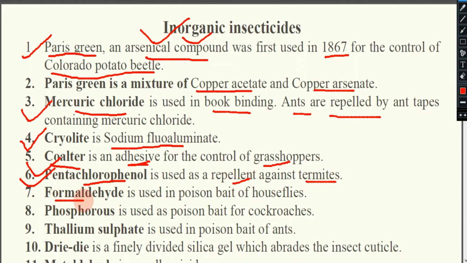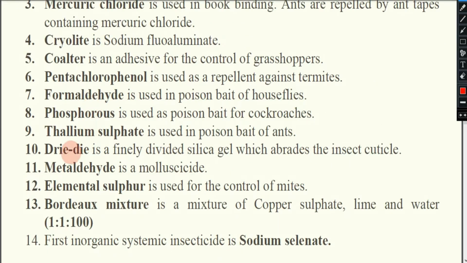Similarly, formaldehyde is generally used in poison bait for houseflies. Then phosphorus is also used as poison bait for different cockroaches. Similarly, thallium sulfate is also used in poison bait against ants. Here you can see formaldehyde, poison bait for housefly; phosphorus, again in poison bait for cockroach; thallium sulfate, again in poison bait against ants.